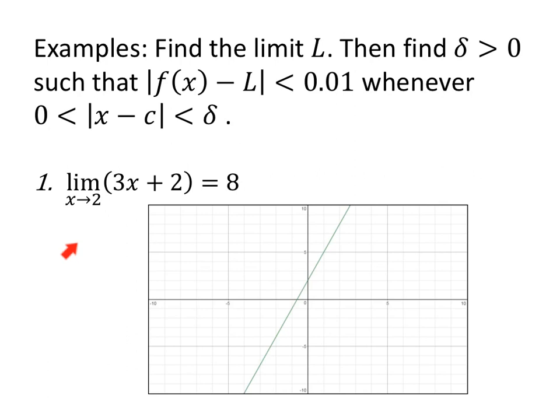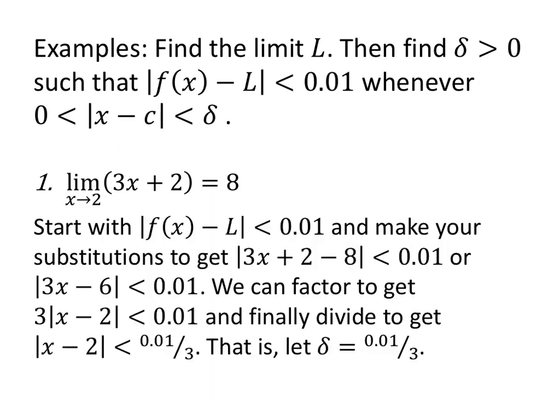Let's start with the limit as x approaches 2 of 3x plus 2. Here I've graphed 3x plus 2. As x gets closer and closer to 2, my y values become 8, and that's my limit. Now that I have my c, which is 2, my L, which is 8, and my f of x, which is 3x plus 2, I can start with my epsilon delta definition.